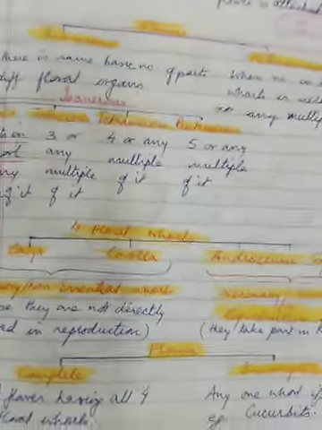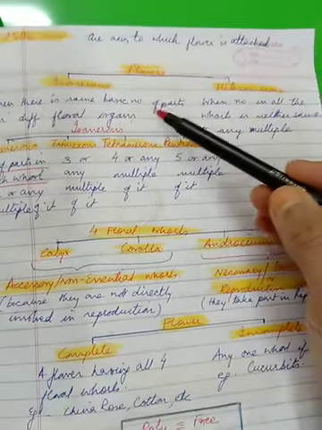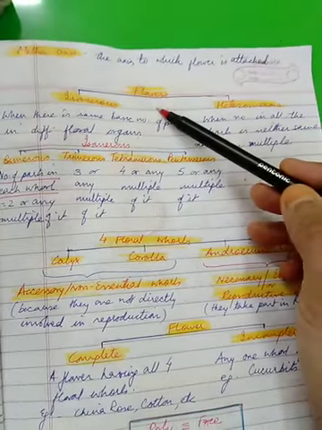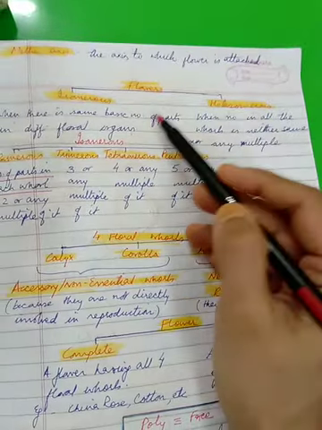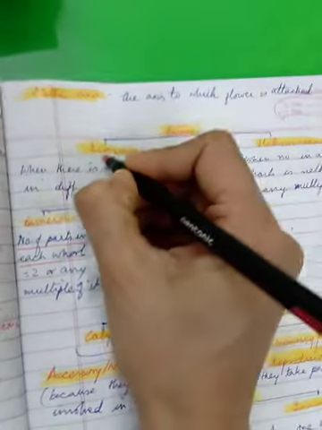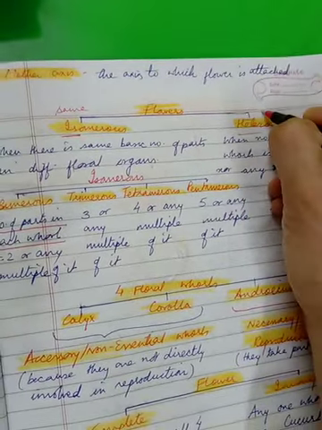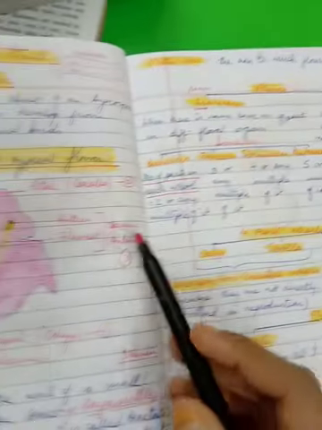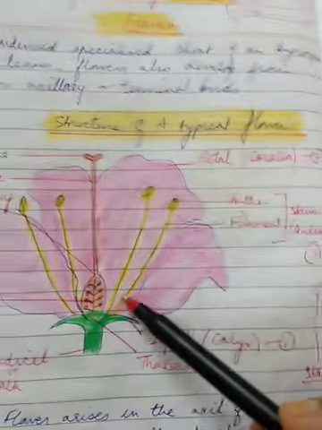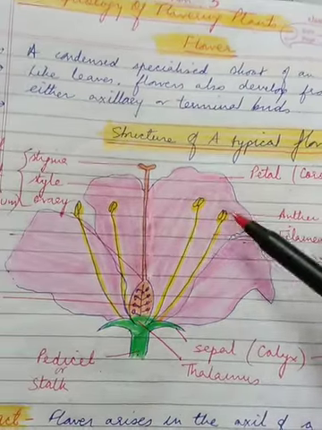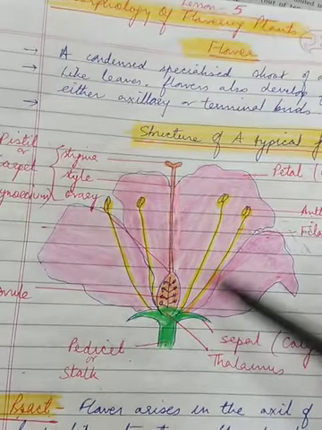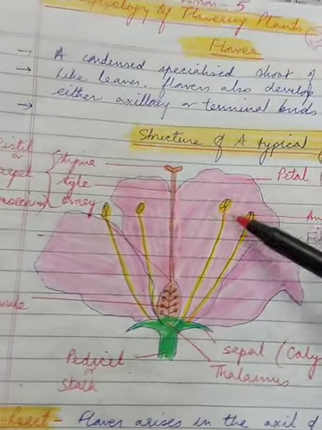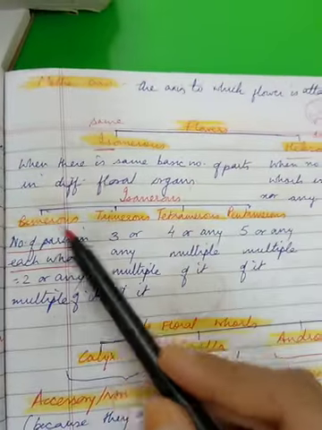Then moving to the next topic, again a new thing to learn. Flowers can be of two types, isomerous and heteromerous, right? Now we know, children, the term iso means same and hetero means different. Suppose the basic number of parts in different floral organs is the same, for example 5 sepals, 5 petals, 5 stamens, like this, right? Such flowers are called isomerous.